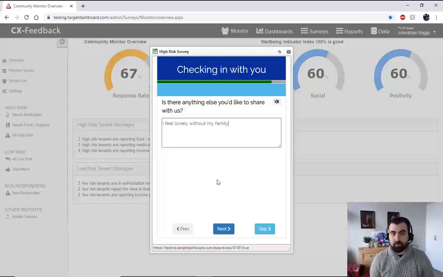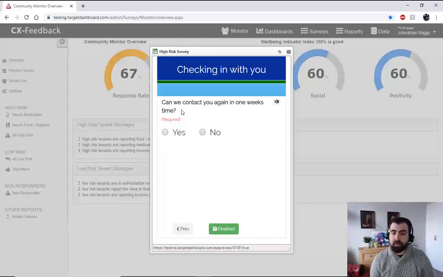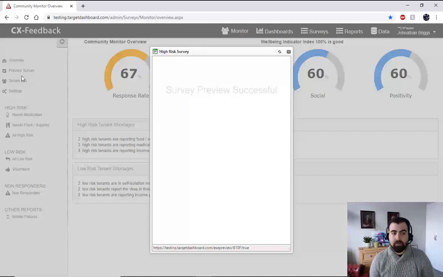We're going to see a lot of people that are using this just as another means of expressing themselves, as another point of contact, and I think it's going to be really useful for us to be able to give them this outlet and offer them a bit of social contact. Then we can ask, this is our opt-out, can we contact you again in 1 week's time? Yes or no.